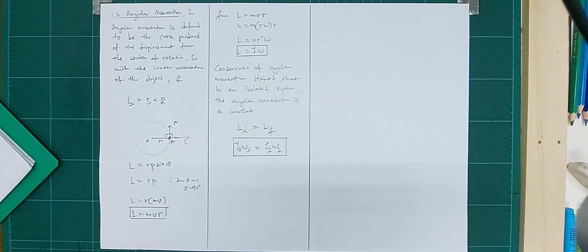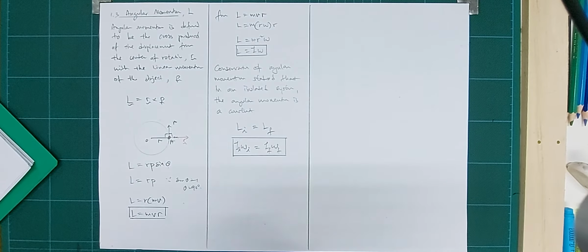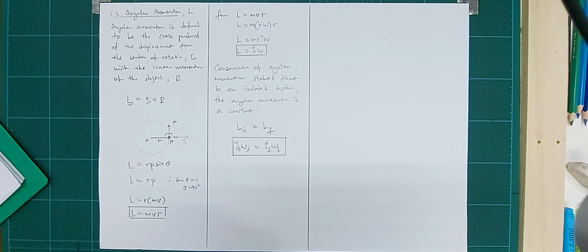Okay, ice skating. All right. So you see, sometimes when you talk about sport also, if you understand the laws of physics, you can become a very good athlete, alright? Okay, so this is our angular momentum and also the conservation.